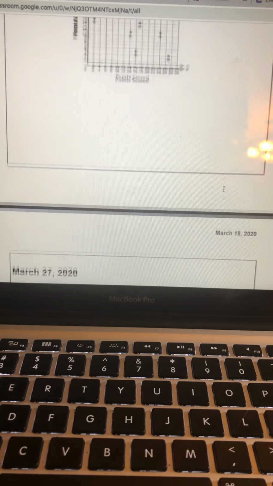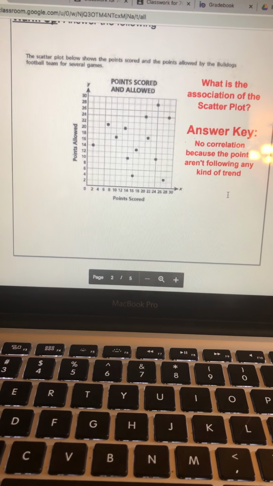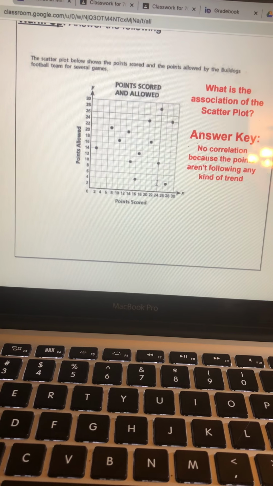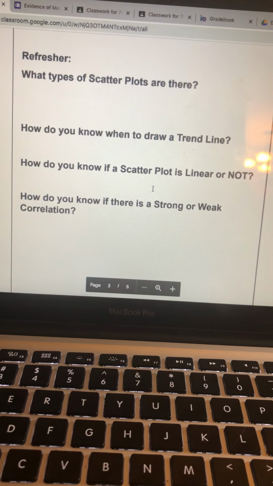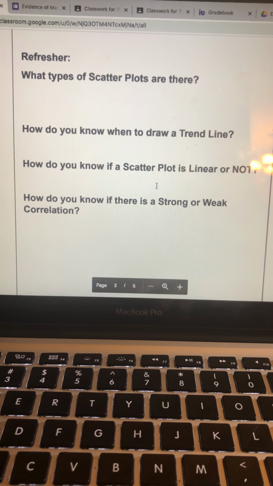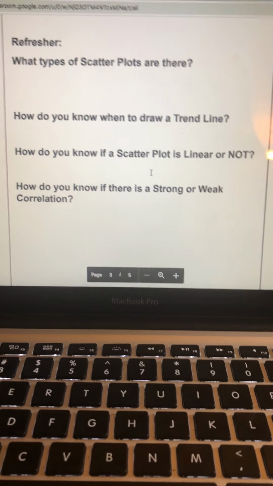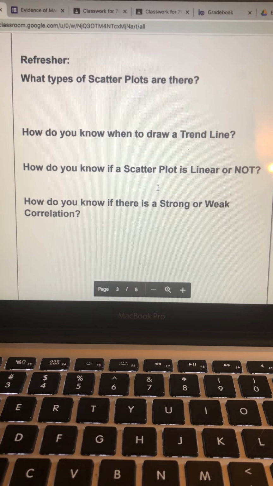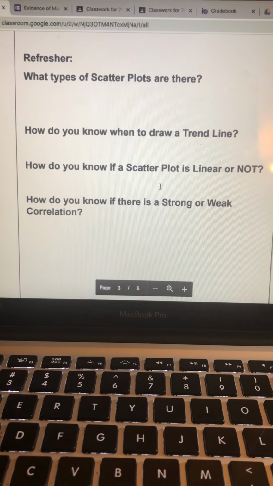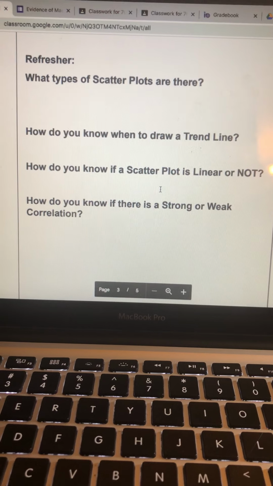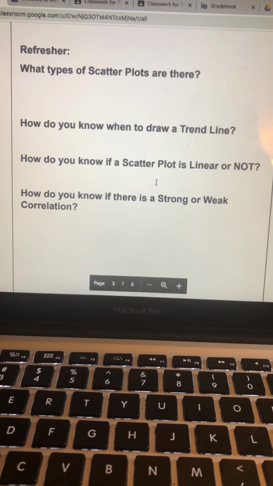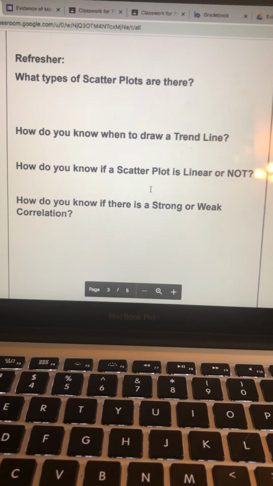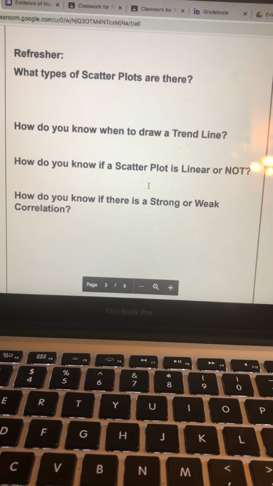So I'm going to scroll down. That answer would have been no correlation because the points are not following any kind of trend upwards or downwards. Okay. Then they give you a refresher. So these are a few things you should go over before scrolling to the next page where the answers are. You should at this point know what types of scatter plots there are. That's referring to what type of correlations. You should know when it would be appropriate to draw a trend line. You should know how to determine if a scatter plot is linear or not. And then finally, you should also know if a scatter plot is strong or weak.